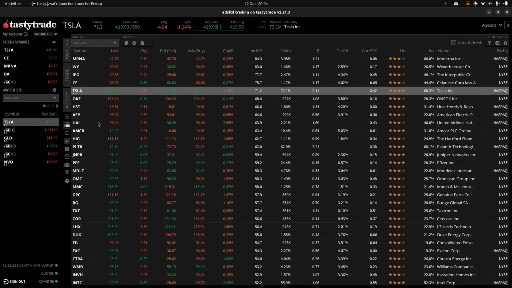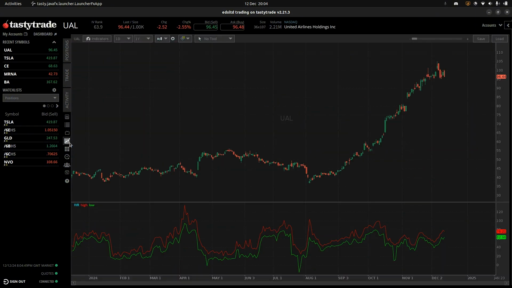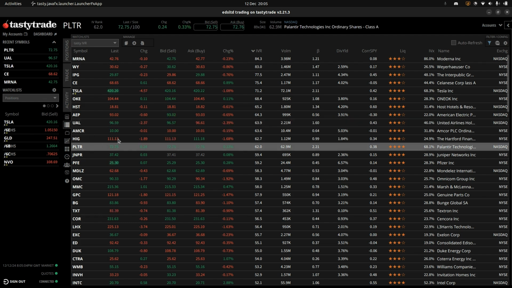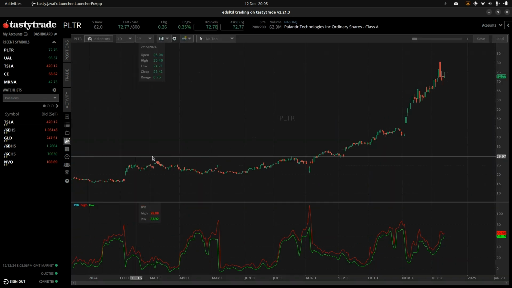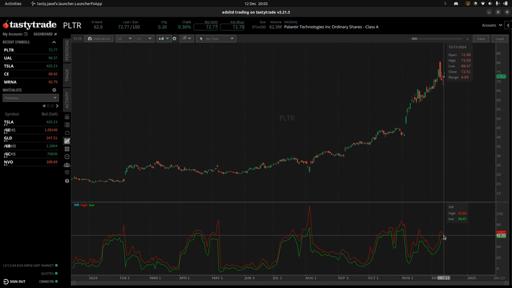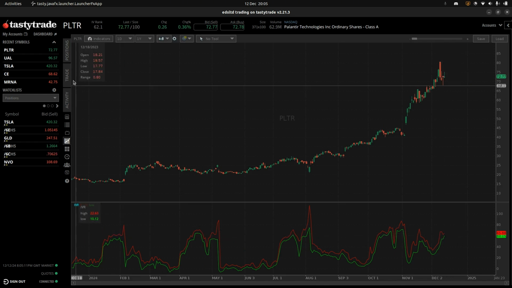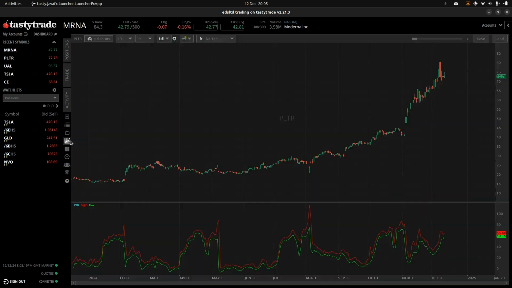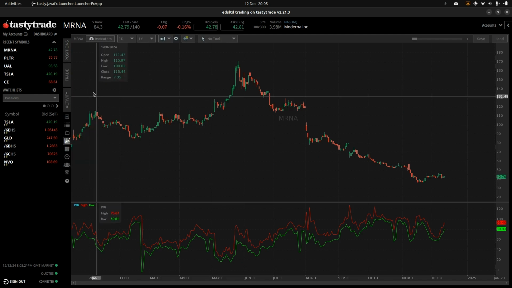We've got UAL here. If you just have a look at the chart for UAL, UAL made a massive run up. It seems to have slowed down at around about $100 per share. Let's see what else we've got. Palantir with an IV rank of 62, this could be a nice position as well. But let's just have a look at mRNA with an IV rank of 84.3. This could be a nice trade here.